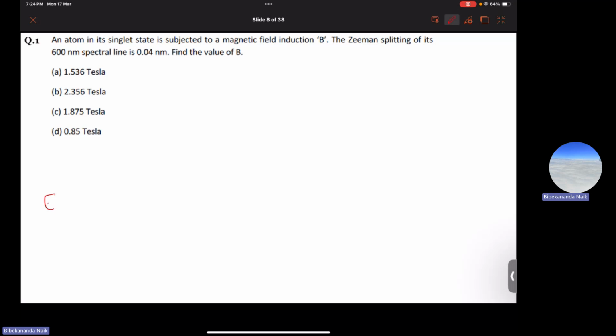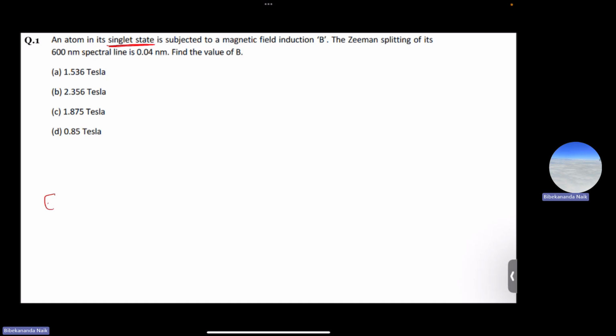So here the question says the atom is in its singlet state, and it is subjected to a magnetic field of intensity B. Then there is Zeeman splitting of the 600 nanometer spectral line, which is split by 0.04 nanometer. Then find the value of B. I'll give you a few minutes to think about this question and then we will discuss how we will solve it.